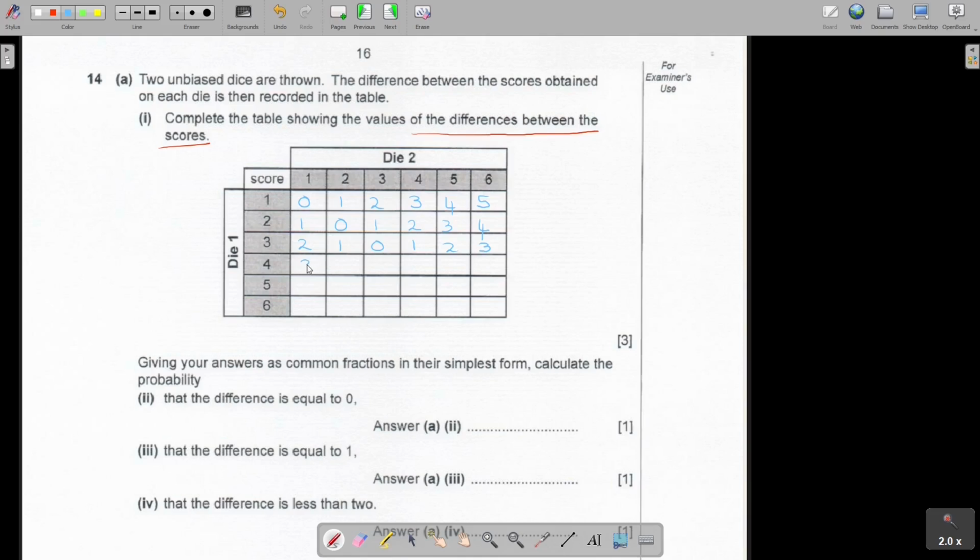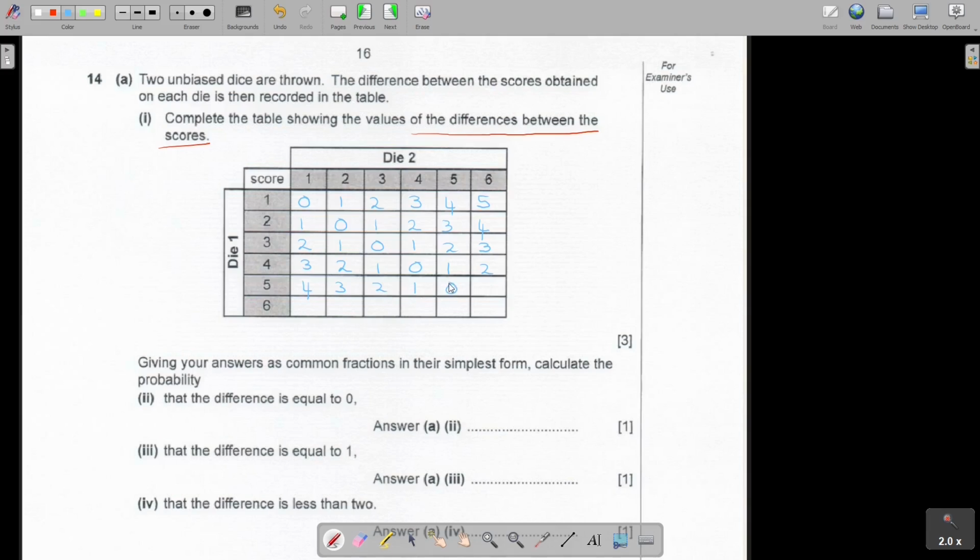4 minus 1, 3, because they are different. It's actually to help you. So 4 minus 2, 2. I'll show you now why. 4 minus 3, 1. 4 minus 4, 0. 5 minus 4, 1. 6 minus 4, 2. 5 minus 1, 4. 5 minus 2, 3. 5 minus 3, 2. 5 minus 4, 1.